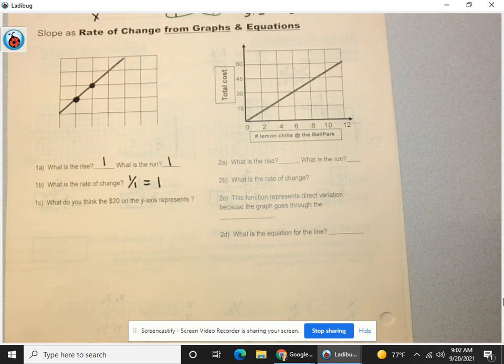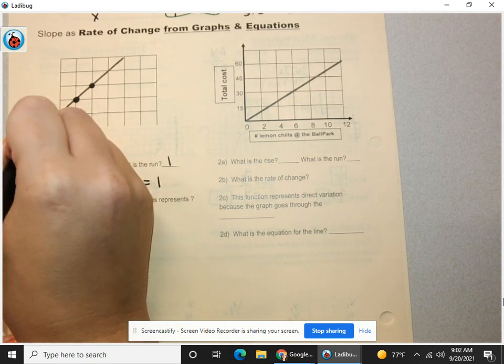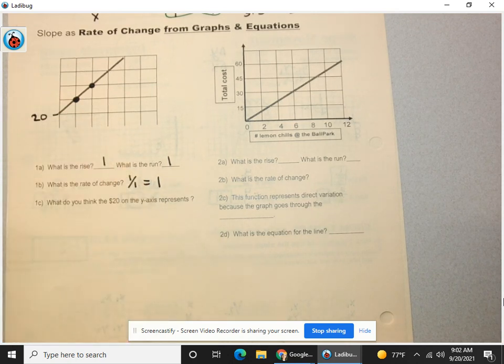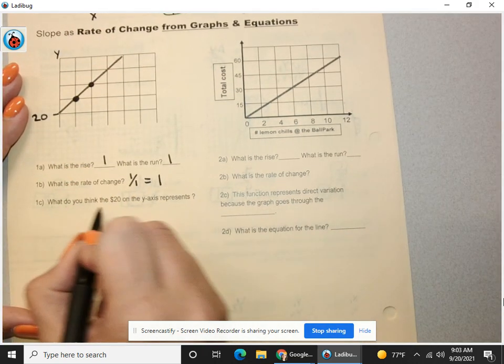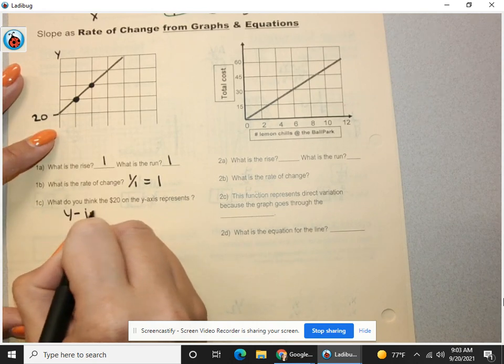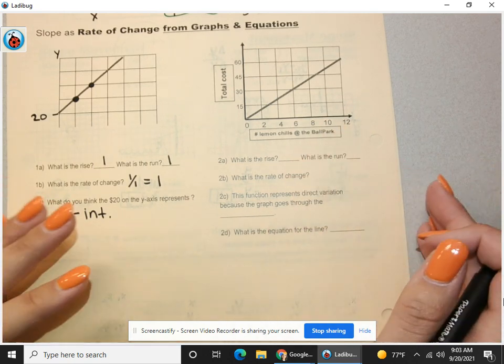And then, I don't know why it says, what do you think the 20 on the y-axis represents, because there's not a 20. But if we put a 20 here, what would the 20 represent? Do you remember? Starting money. The y-intercept. So the 20 in our case would be our y-intercept. I don't know why the problem didn't follow, but we're going with it, right? Okay, let's look at problem number 2.